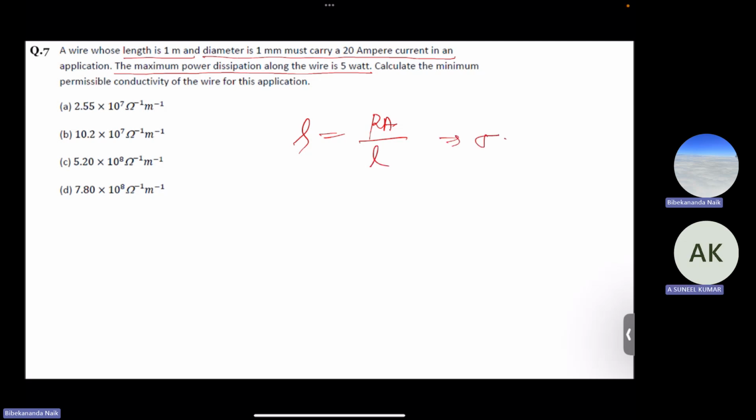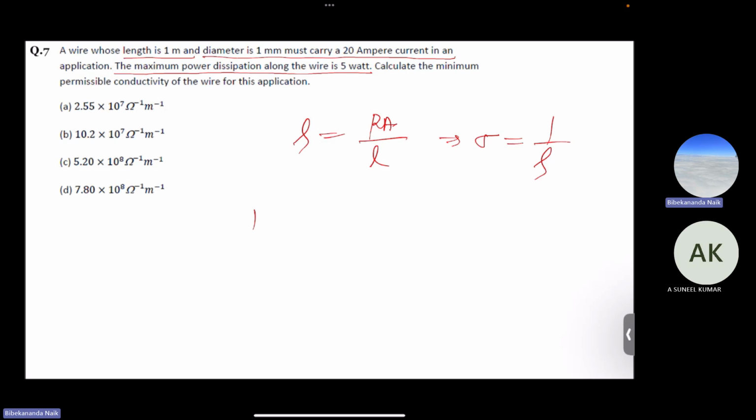And is it 10.2 into 10 to the power 7? Yes, the correct option answer is 10.2 into 10 to the power 7 ohm inverse meter inverse. Okay. So the expression for resistivity is rho equals Ra by L, and the conductivity is the inverse of resistivity, that is 1 by rho.